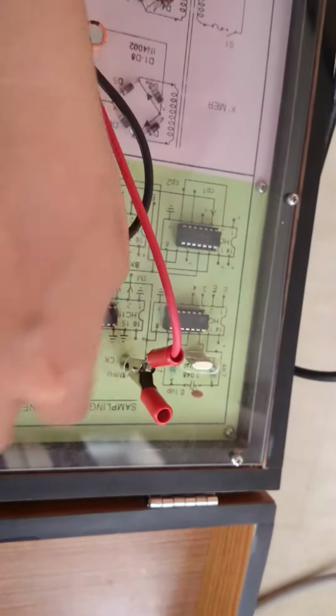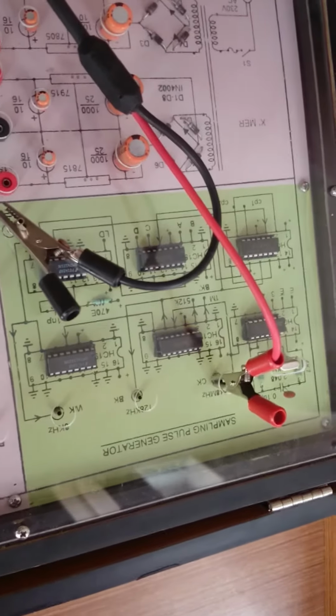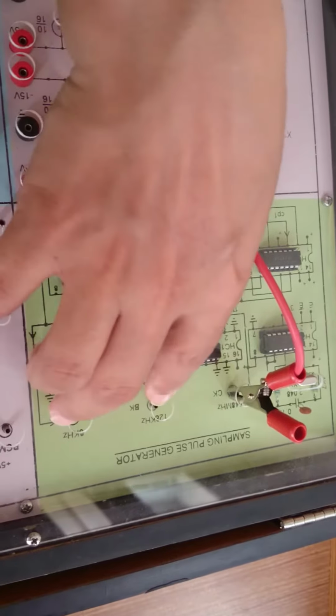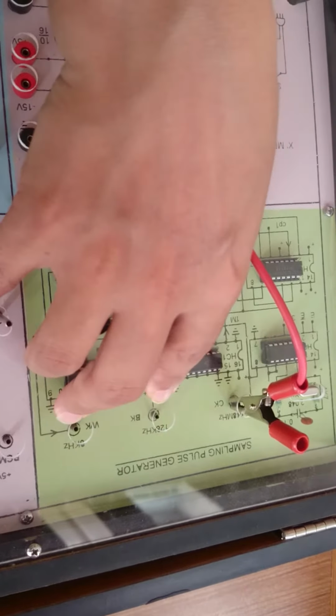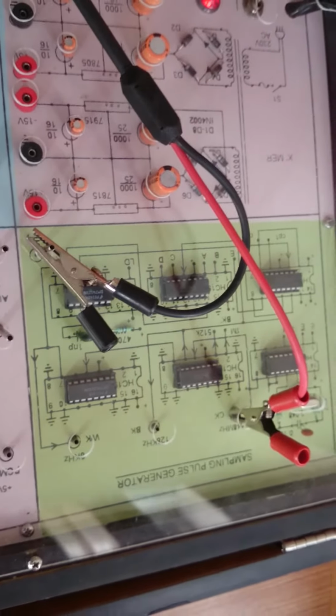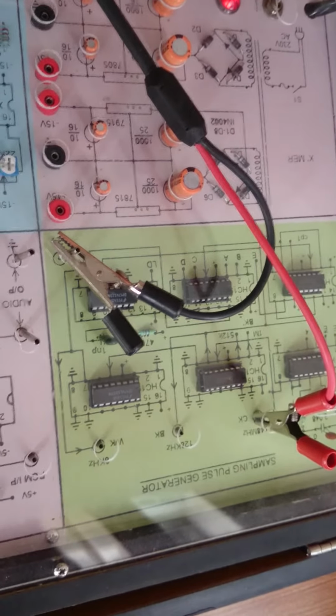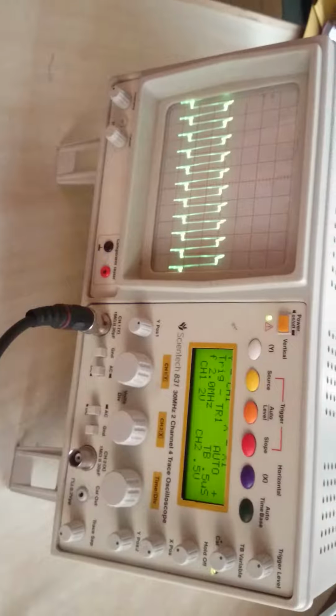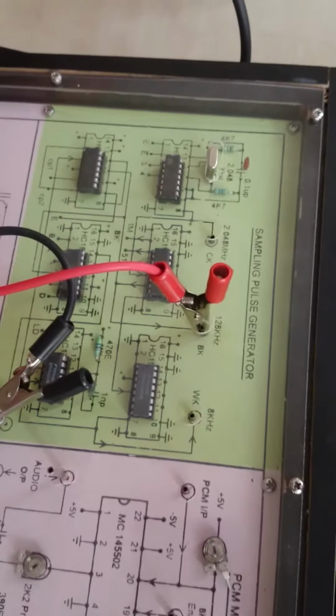As we can see, the frequency of the clock pulse shown over here is 2.048 kHz, which is much greater than the bit pulse and work pulse. Why? Because the clock pulse is nothing but the combination of bit pulse and work pulse. First, we are going to observe the clock pulse. This is the clock pulse of 2.048 kHz.